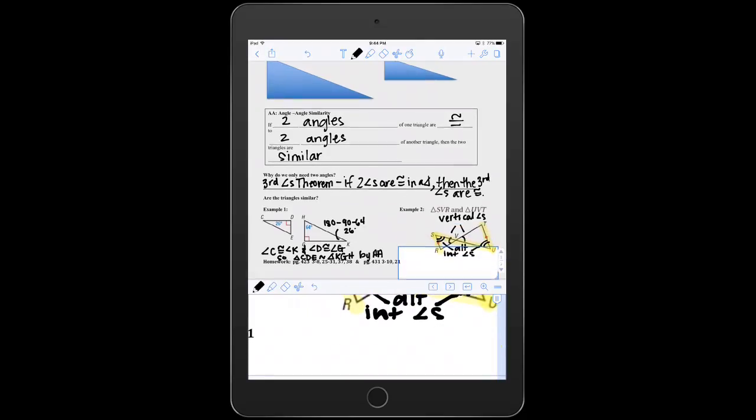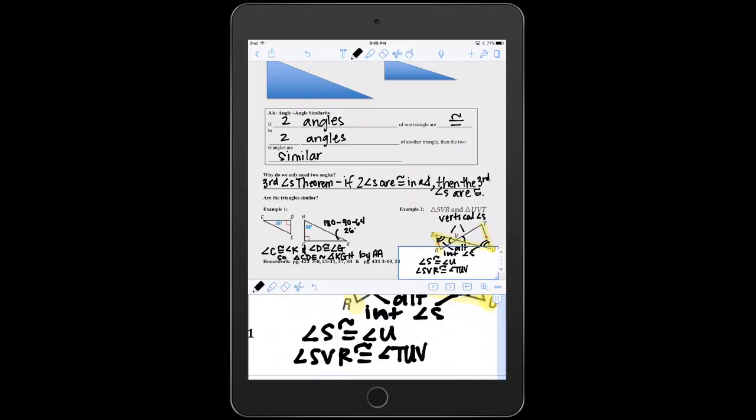So we have now shown that two of the three angles within the triangles are congruent to one another. And so we can say that the triangles are similar using our AA. So I'm just going to write that out here. Angle S is congruent to angle U, and angle SVR is congruent to angle TUV.